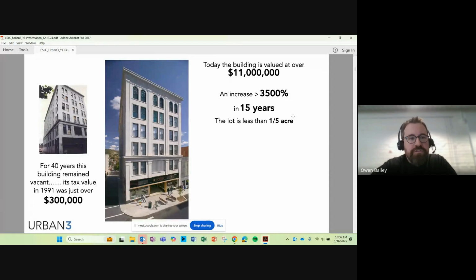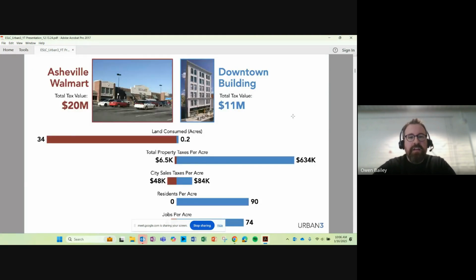So I want to introduce to you this concept called value per acre. Today, the way that our local governments look at the built environment and its value, it's like comparing apples to oranges. If you look here, that Walmart in Asheville, North Carolina, which is the home of Urban3, is bringing about $20 million of value in for their local government, while this downtown office building and apartment building is only bringing about $11 million.